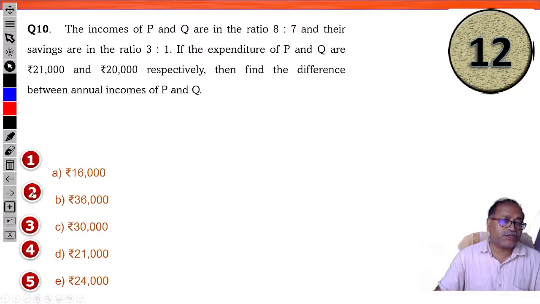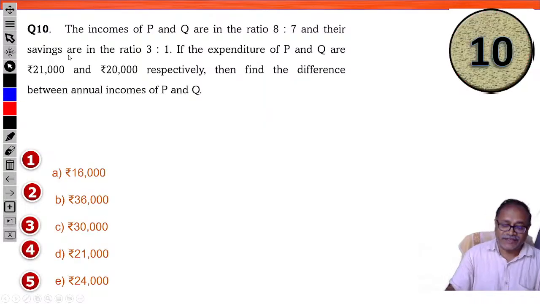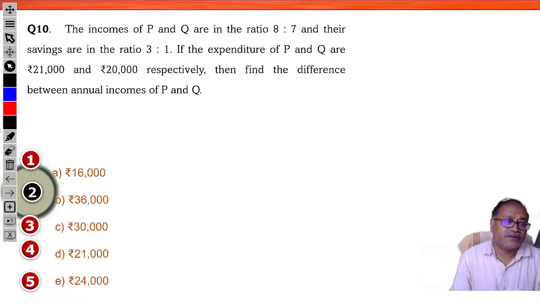Option B. Nilambad says option B. Wow, Nilambad, you are right. You are right, my friend. Option B. Okay, and now I will answer the question.